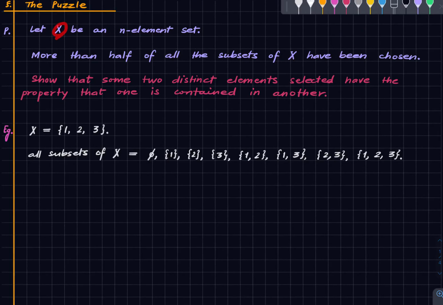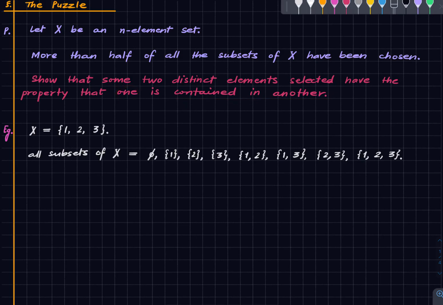Suppose X is an n element set, meaning it is a set of size n, where n is some positive integer. And we have selected more than half of all the subsets of X. So collect or form all the subsets of X and then choose more than half of them. We want to show that some two distinct elements selected have the property that one is contained in the other.